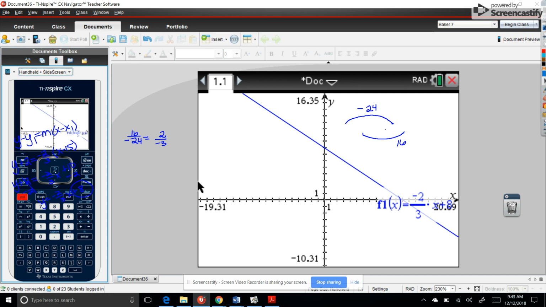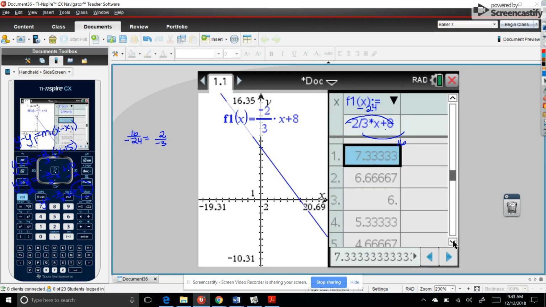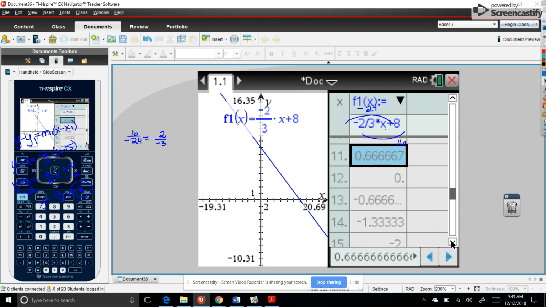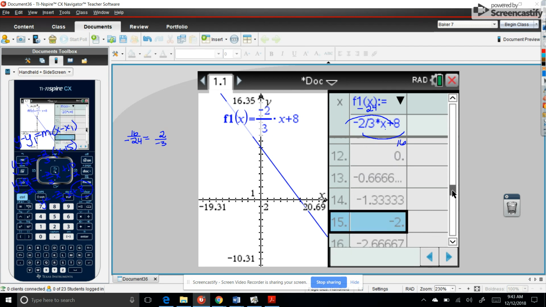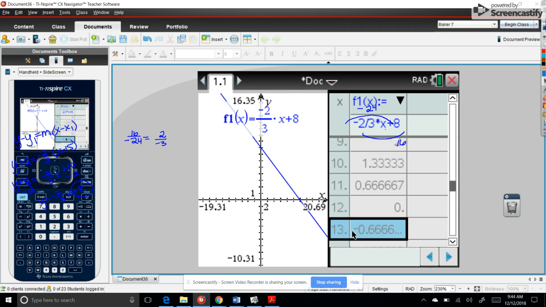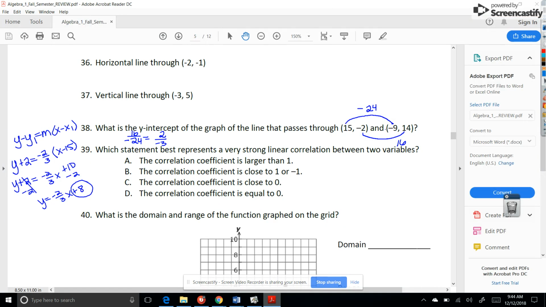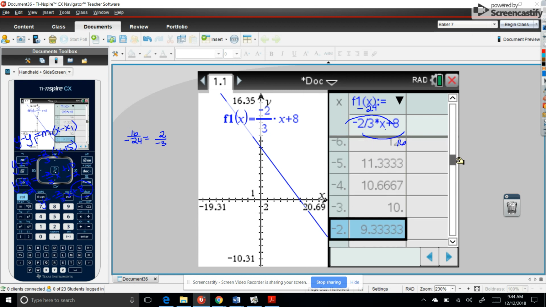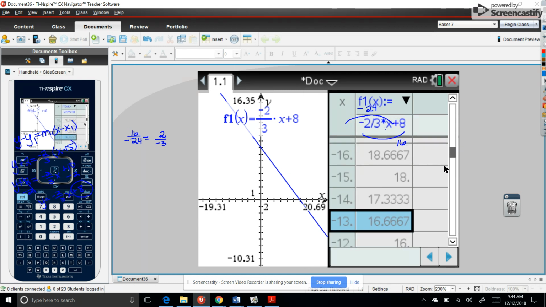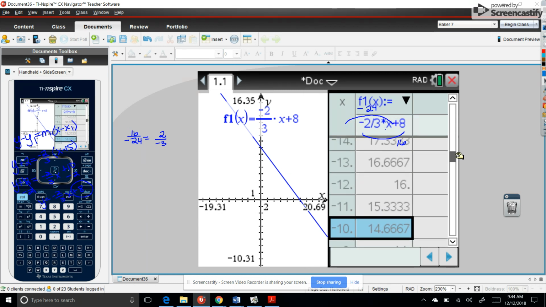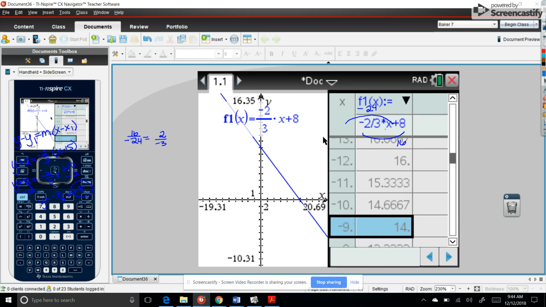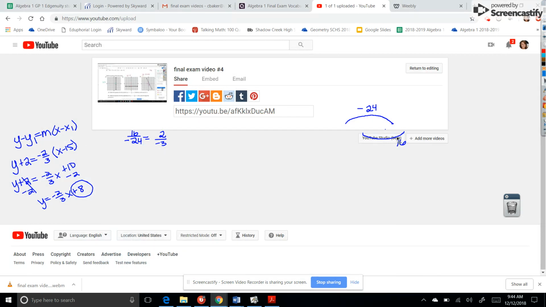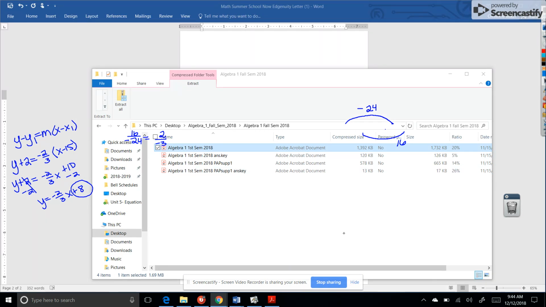Control T brings up my table. 15, -2, there we go. And then it was, I forget already, -9, 14. Let's go to -9. There we go. -9, 14, perfect.